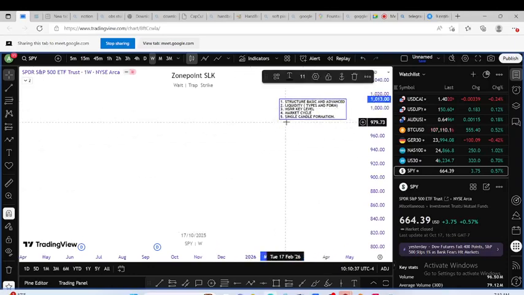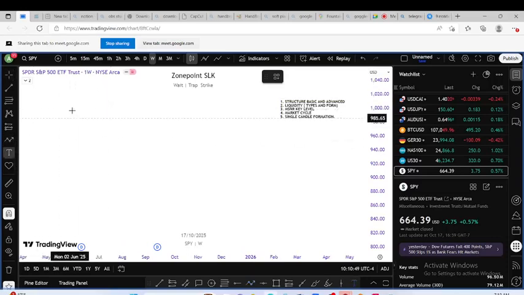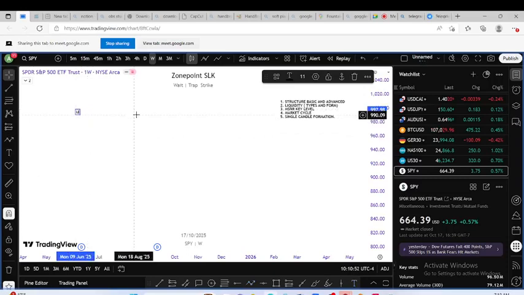Okay, now we're starting from basic structure. Starting from number one, structural basics are uptrend. We have downtrend, which are also called bullish and bearish markets, and we have accumulation, also known as a range market.